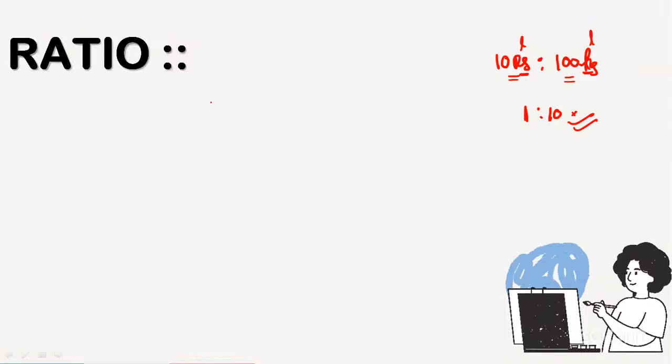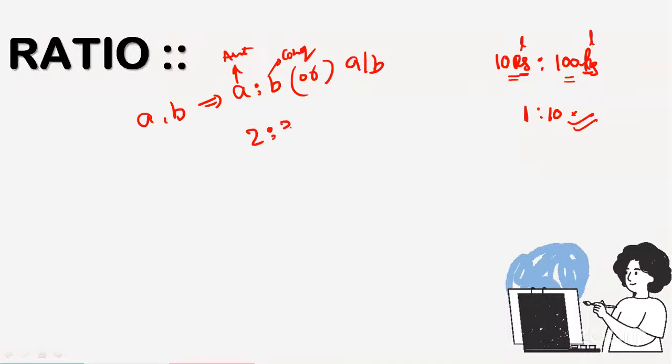All right. So, for example, A comma B, the ratio is A is to B, or A by B is the same. Here, A means antecedent and B means consequent. For example, 2 is to 3 or 2 by 3 is the same, guys. Okay, right.